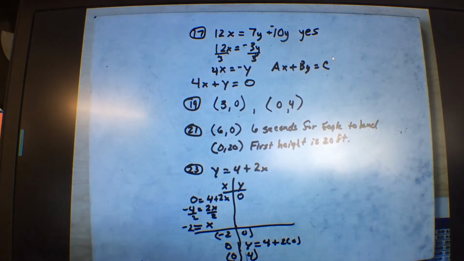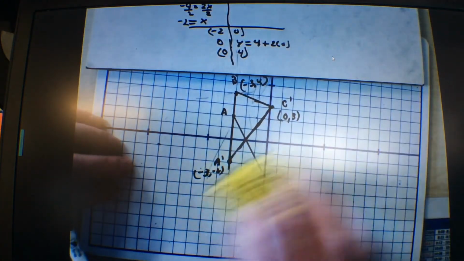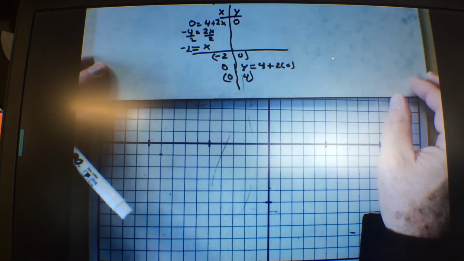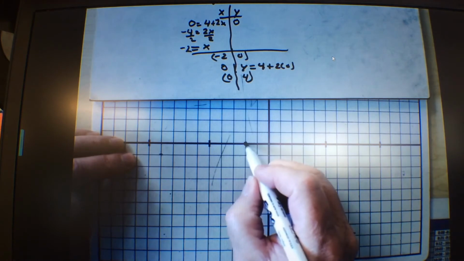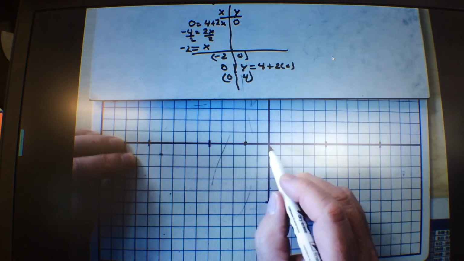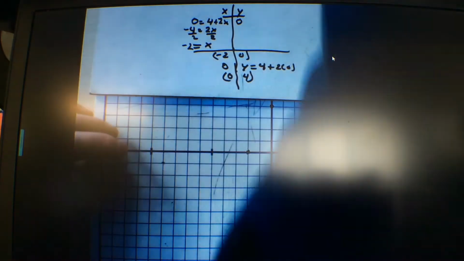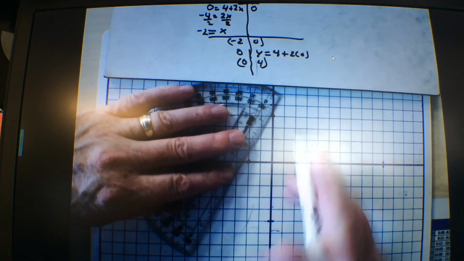Now, what did it say? It said graph each equation by this. So what do I do now? Graph it. Thank you. So you need a straight edge, right? So I'm going to bring this down. My x-intercept is negative 2, 0, and my y-intercept is 0, 4. I think I gave you a straight edge yesterday, right? And you just graph it that way.